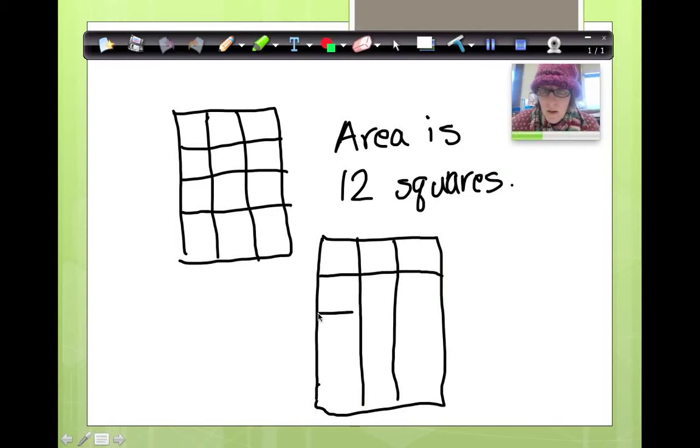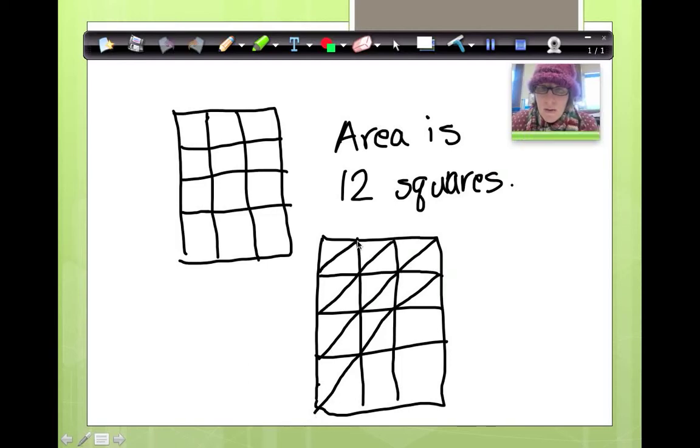This time, instead of using squares, I want to use triangles. Okay? And every square, it takes 2 triangles. It takes 2 triangles to fill a square. Okay? Now, are the triangles larger or smaller than the squares? They're smaller than the squares, aren't they? Okay, well, now let's count. I want to know what the area is.